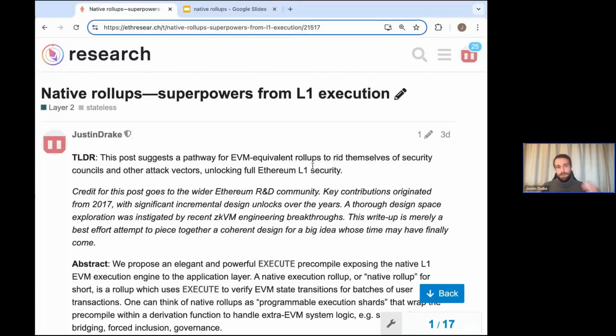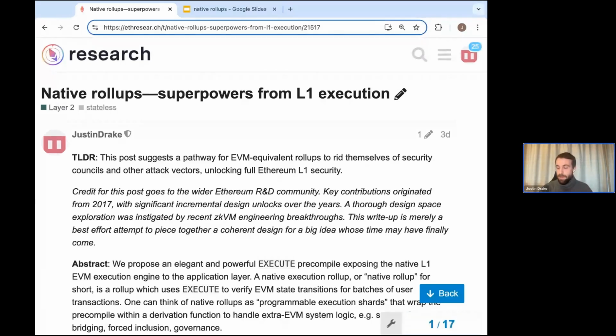one of the key goals of native rollups is to try and improve the security of rollups, specifically for rollups that are EVM equivalent. So today, we have the full programmability of Ethereum to be able to construct L2s, and in many cases, the programmability allows you to innovate.